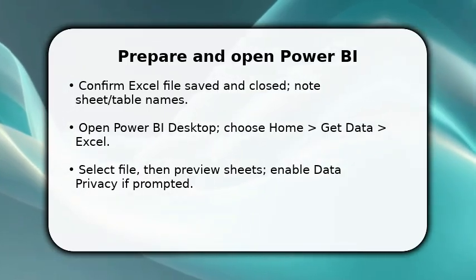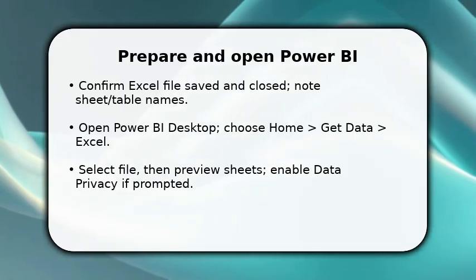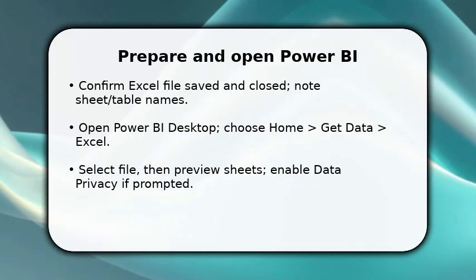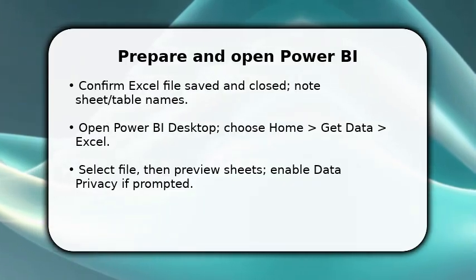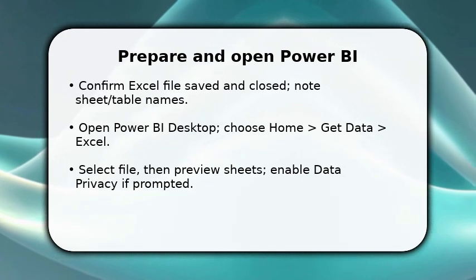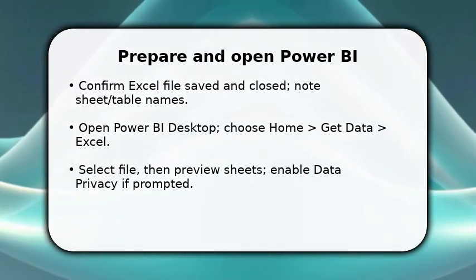Power BI will show a navigator with sheets and tables. Make sure to scan previews to pick the correct table. If a privacy prompt appears, set the appropriate level so Power BI can load data without blocking. Once you choose a sheet or table, click Transform Data to open Power Query Editor.